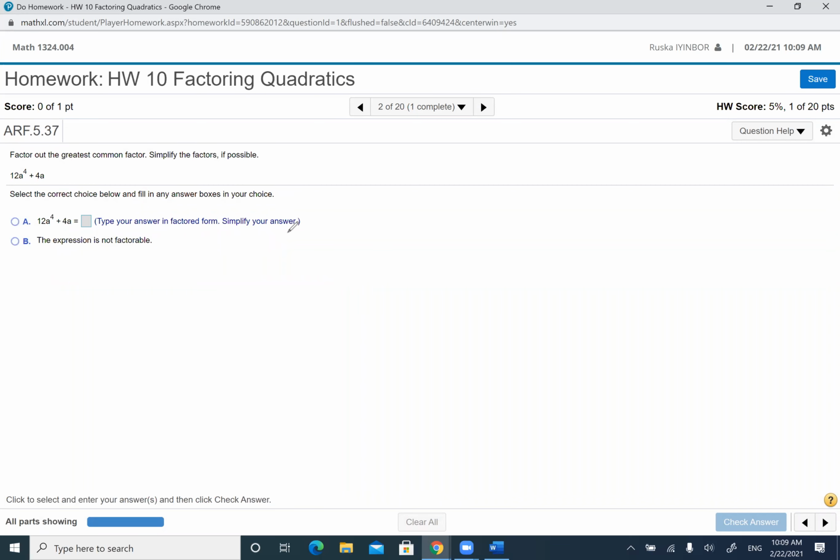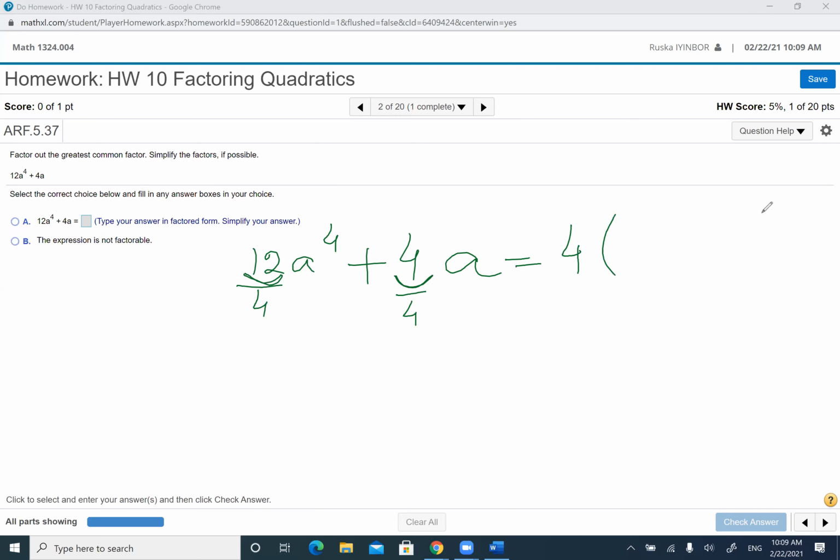We have 12a to the 4 plus 4a. So I have 12a4 plus 4a. So what they have in common, looking at the numbers 12 and 4, what is the common factor? 4, right? So I'm going to pull out 4. And if you want, you can kind of look at it as divided by 4 because you're going to multiply, right?